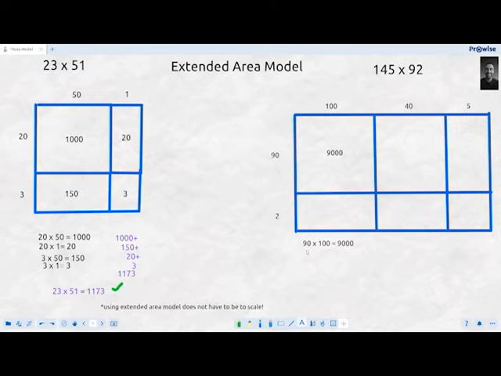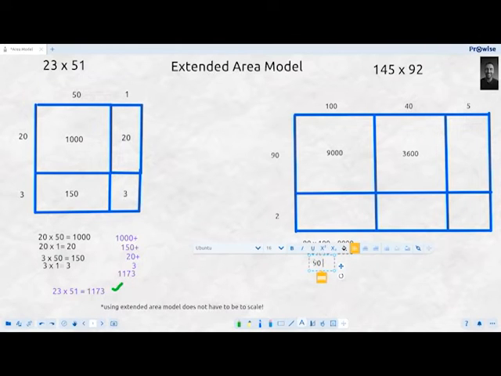Then we're going to move across to 90 times 40. So 9 times 4, as we all know, is 36. So we're going to pop the 36 in there and add our 2 zeros. Being a wizard with your times tables makes this a lot easier to complete. So we've got two nice big numbers there, 9,000 and 3,600.